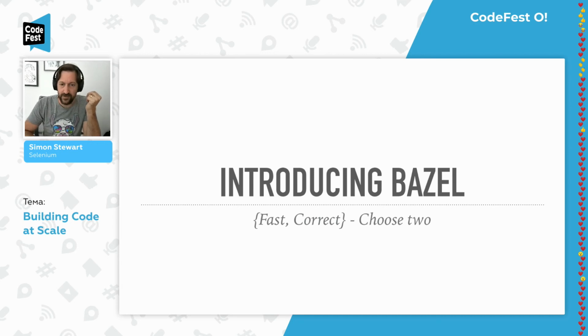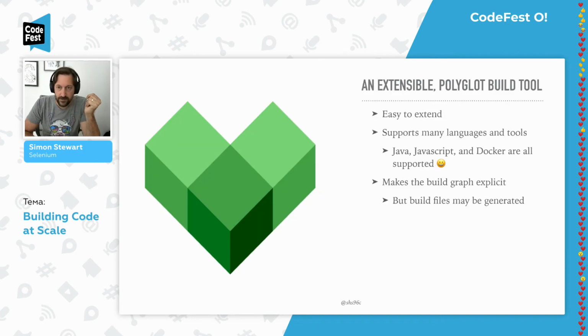So introducing Bazel. Bazel is an open source project released by Google based on their internal build tool. Its tagline is fast, correct, choose two. It's an extensible polyglot build tool, so it's easy to extend. Extensions and build files are written in a subset of Python called Starlark, and Starlark is very easy to write in. It's just Python. It has a pretty rich API, so you can do all sorts of interesting things.